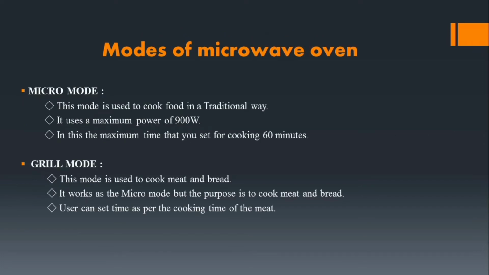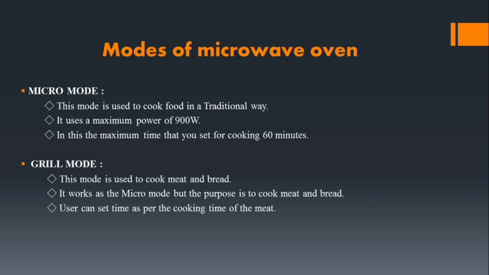So the modes of microwave ovens. Micro mode means the traditional way. It uses a maximum power of 900 watts, and the maximum time that you can set for cooking is 60 minutes. On the next, grill mode.